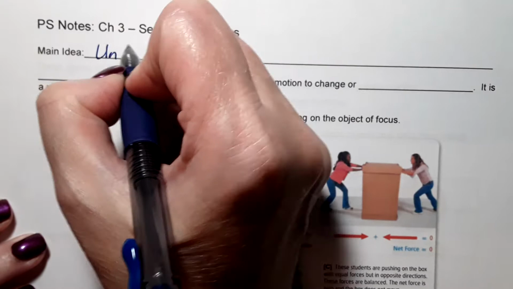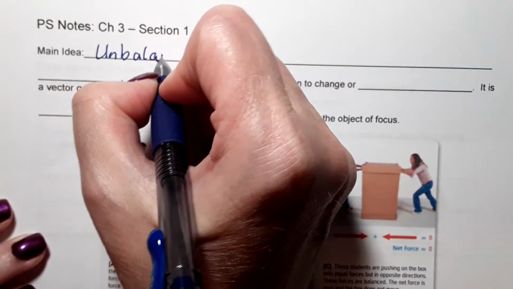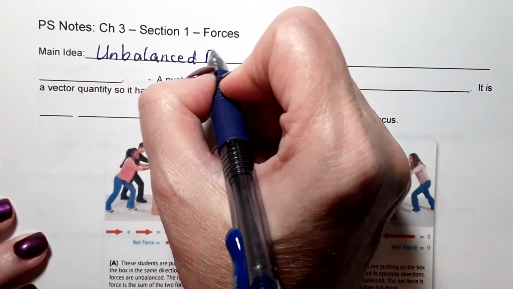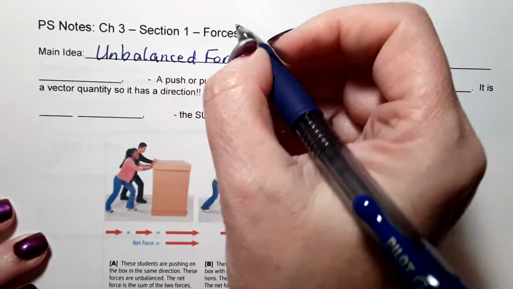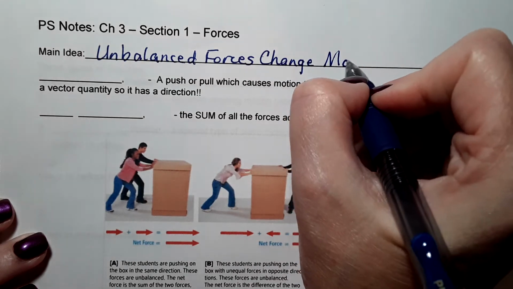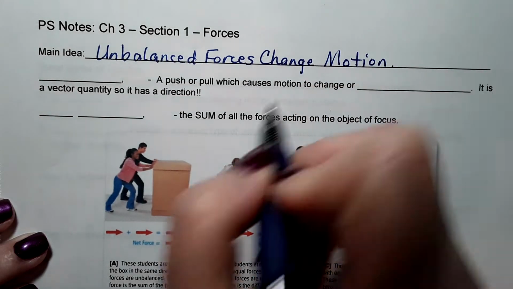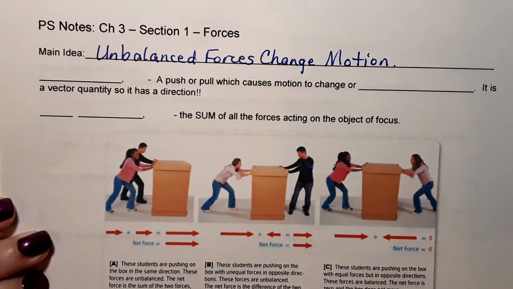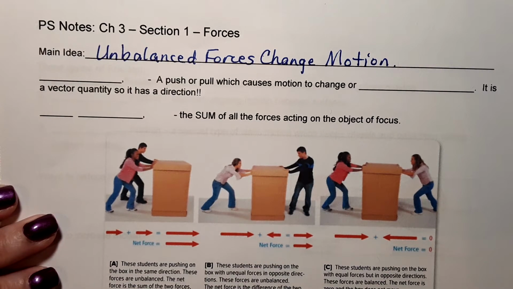It's that unbalanced forces change motion. So if you have an object that's moving along, if an unbalanced force acts on it, its motion will change. If you have an object at rest and an unbalanced force acts on it, its motion will change.